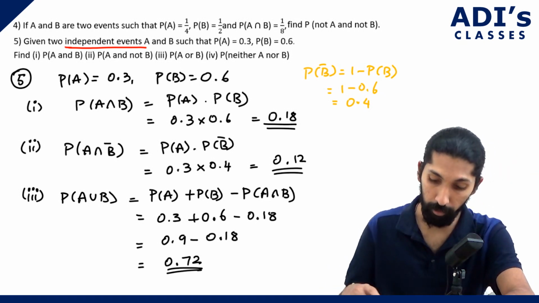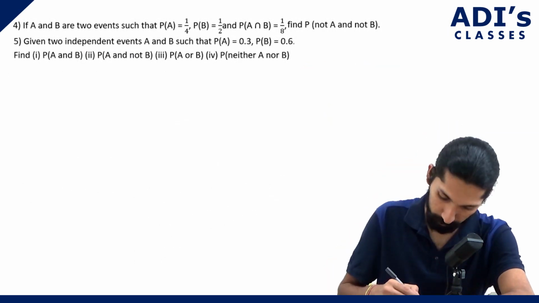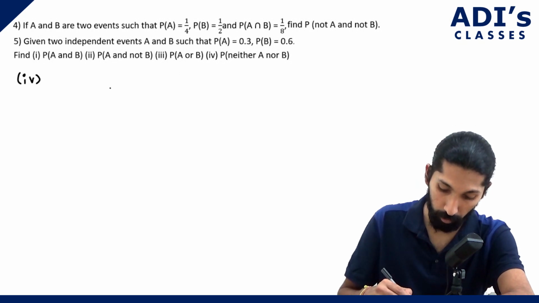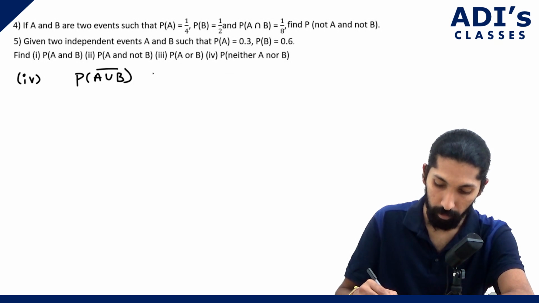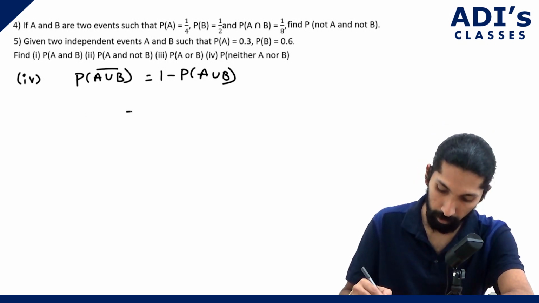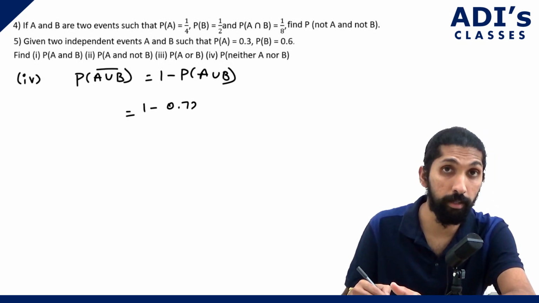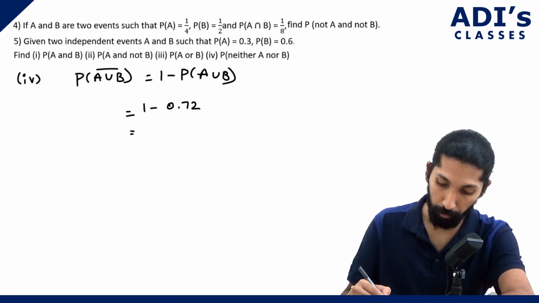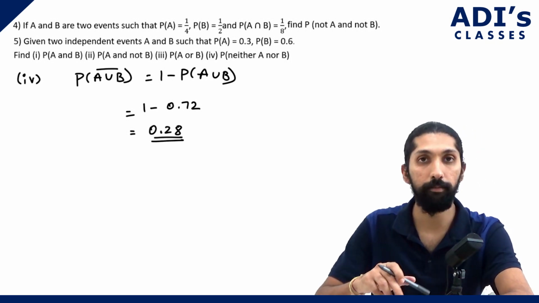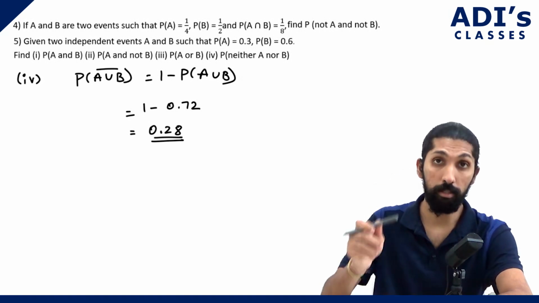Now the last one we'll do, the fourth one. See the fourth one? Neither A nor B. So you can write this as P of (A union B) complement. So 1 minus P of A union B, isn't it? So this is going to be 1 minus 0.72, just now we did it. 1 minus 0.72, this is going to be 0.28. So the answer is 0.28. Clear? Let's do the next one.